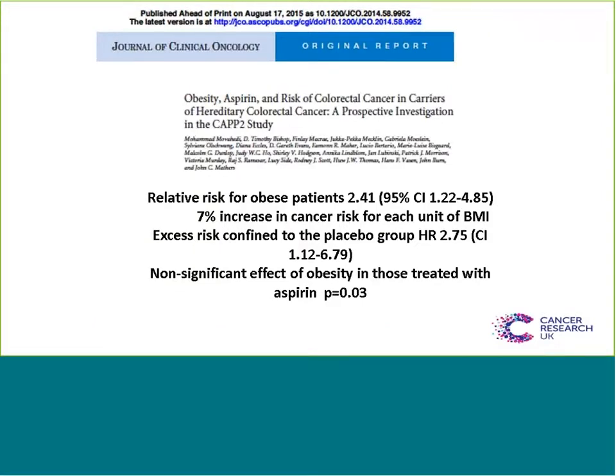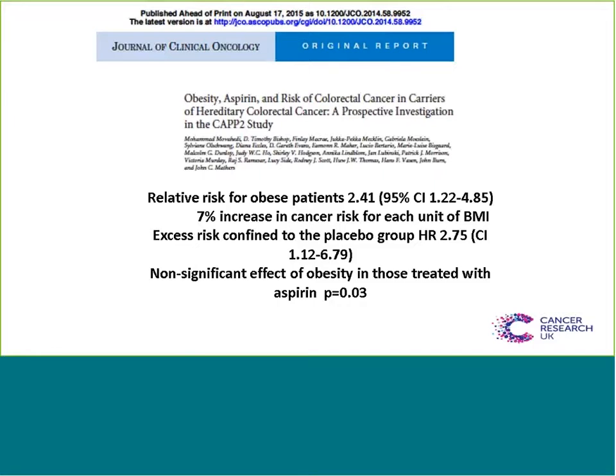Before going on to describe how we're doing that, just to emphasize an important point, this is a paper that we published last year, or 2015. And this is basically looking at obesity in the CAP2 study, and Mohammed Mavedi did a very nice analysis and confirmed what is recognized in the literature, of course, that obesity is a major risk factor for colon cancer. But what people sometimes forget is just because you've got Lynch syndrome doesn't mean it goes away. In fact, having Lynch syndrome and obesity is a combined effect. In fact, the effect was even greater in this population.